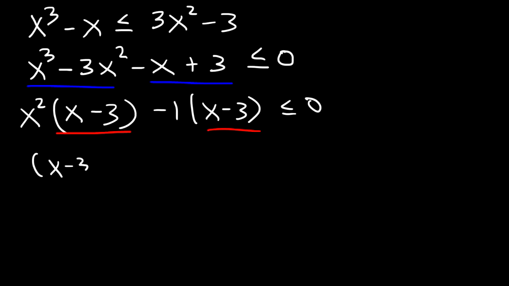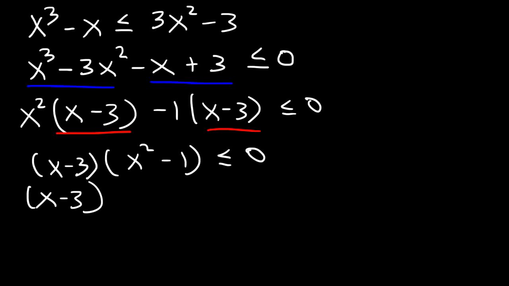So if we take out x minus 3 from the first term, we're going to have x squared left over. And if we take it out from the second term, we're going to get negative 1. Now we can factor x squared minus 1 using the difference of perfect squares. It's going to be x plus 1 times x minus 1.